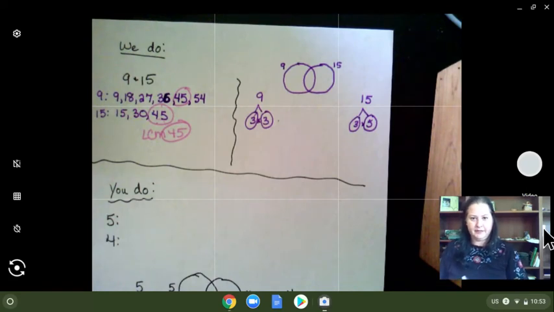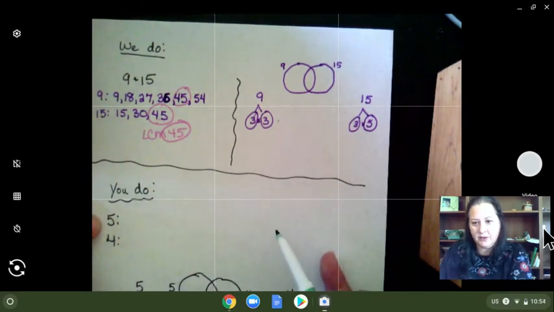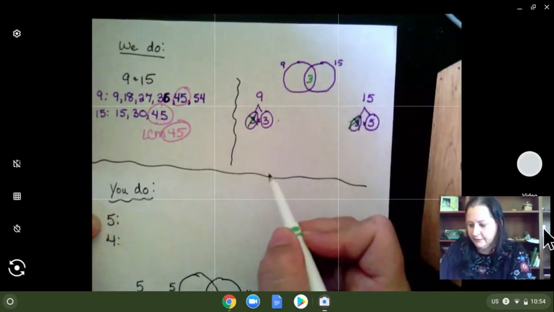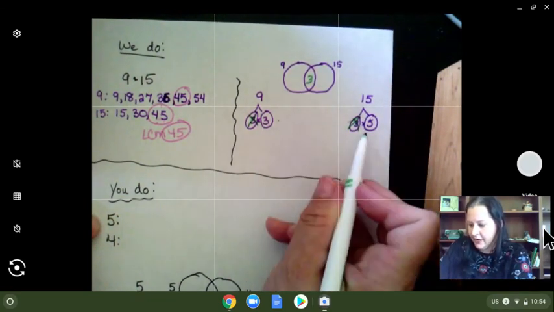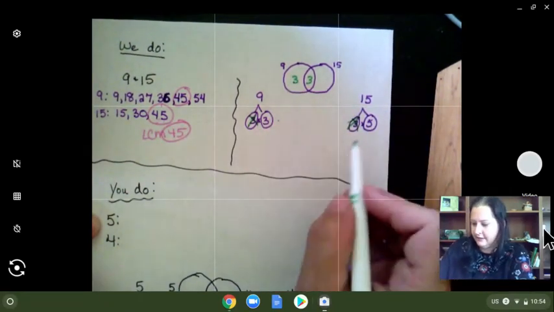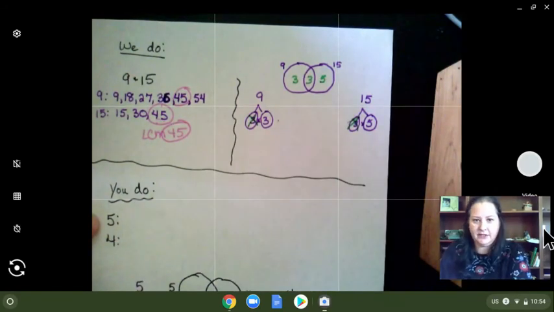Okay, so our first job is to look for the numbers in common in both the 9 and the 15. So I see a 3 in both lists. I can put that 3 in the middle. I see another 3 for 9, but not another one for 15, so that goes on the 9 side. And then the 5 goes up here on the side of the 15 because there isn't a 5 as a factor of 9.